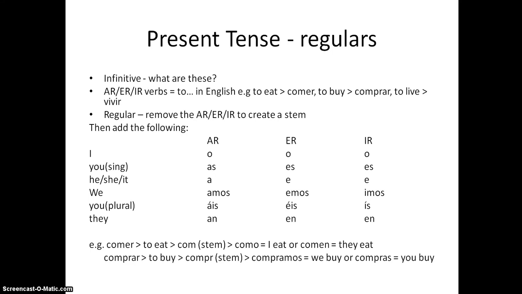Another one to do, comprar, so we take the AR off, comp becomes our stem, put amos on the end for the we form, becomes we buy, AR off, as on the end becomes you singular, informal you buy.